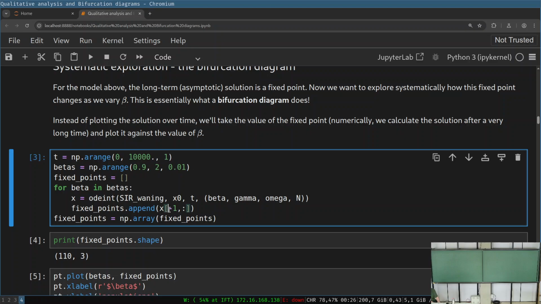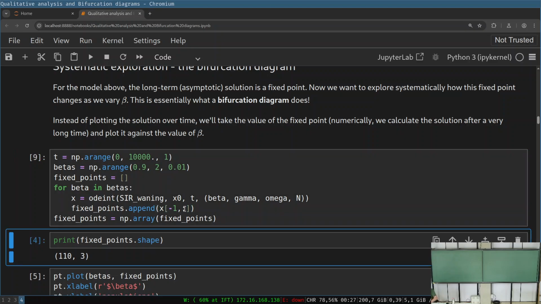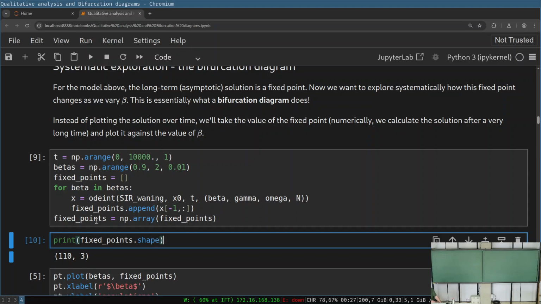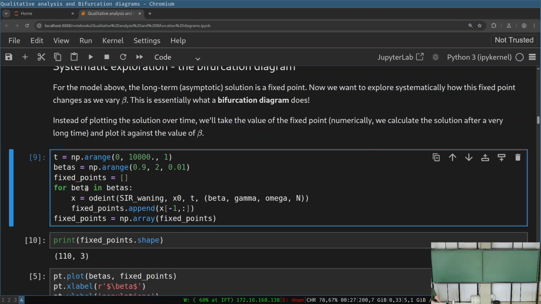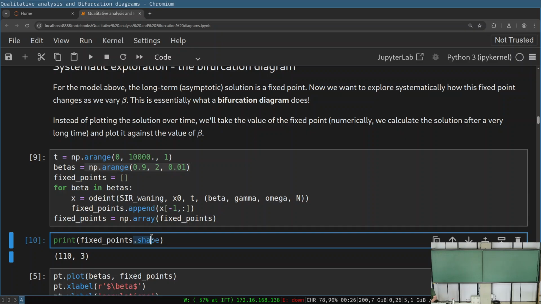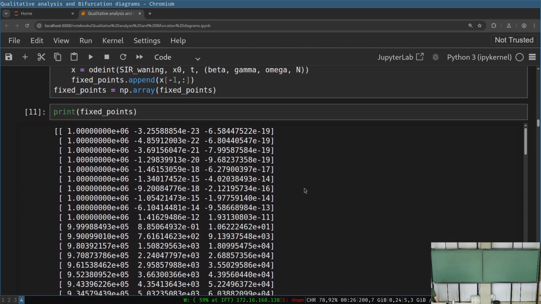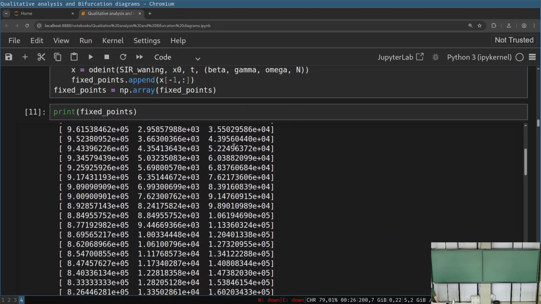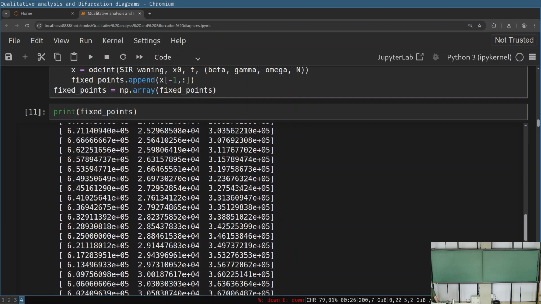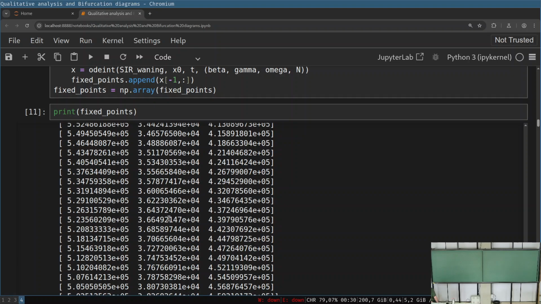So this is the last line, so the last time, and this second index here is all columns, okay? When I do this, what is the shape of this array, fixed points? For each value of beta, I have 3 values, S, I, and R, and how many betas? This 110 here, right? I would probably print the thing itself here. So this is a very large amount of numbers, and you see that here you have very small values, and then suddenly you have large values here in the recovered and in the infections, okay?